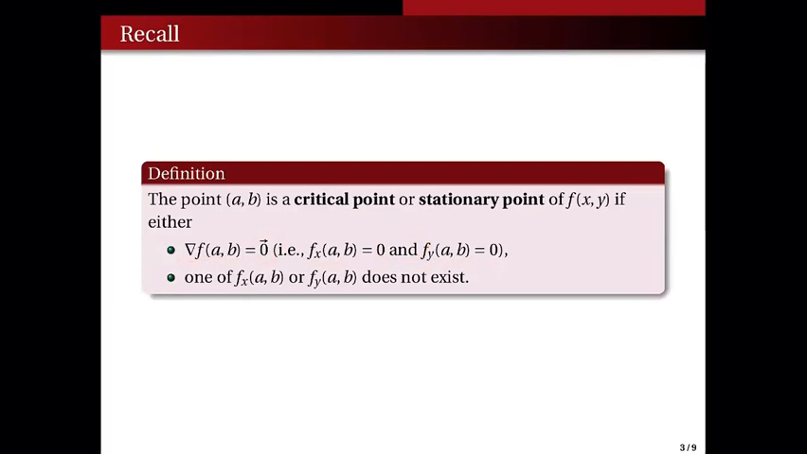Or we have the following. One of f sub x at (a, b) or f sub y at (a, b) does not exist. So there's a possibility that the partial derivative at that particular point (a, b) won't exist. In here, of course, we will assume again that (a, b) is in the domain of f.